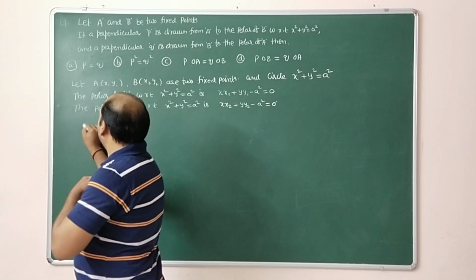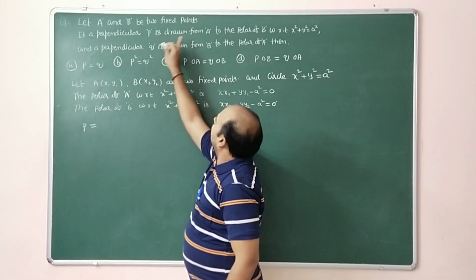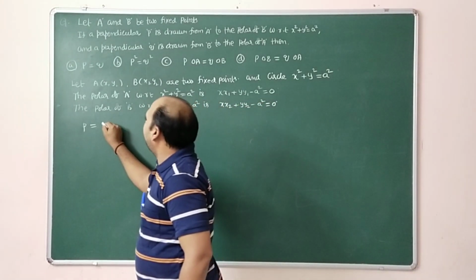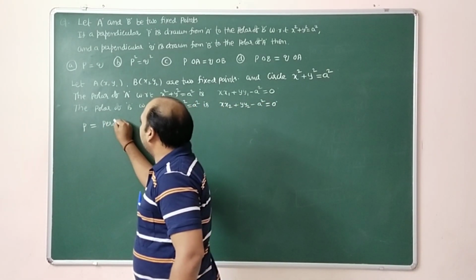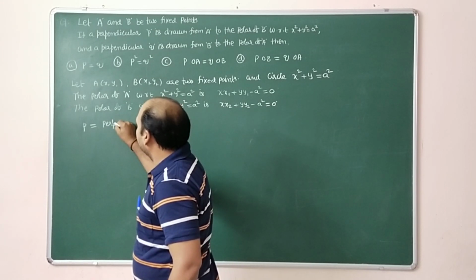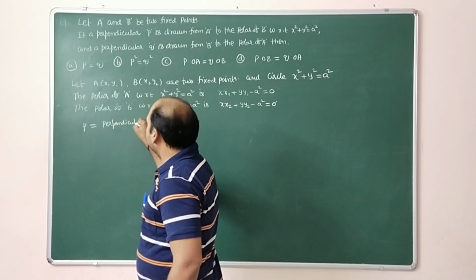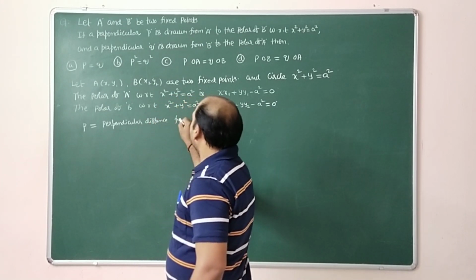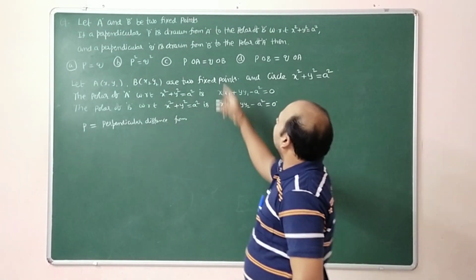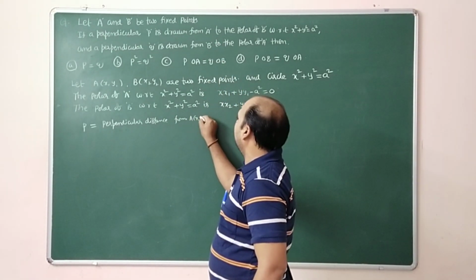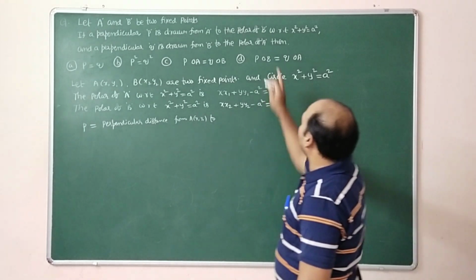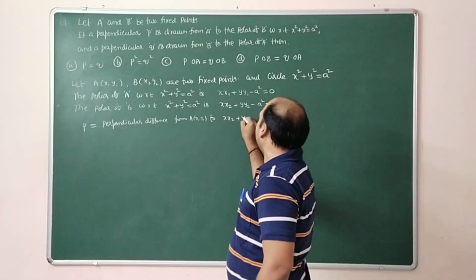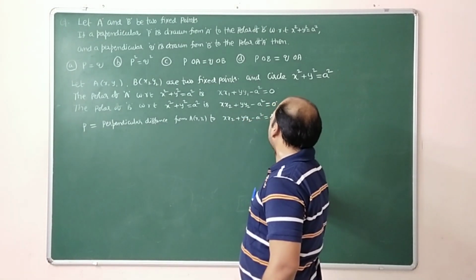So P is the perpendicular distance from A, that is A of (x1, y1), to the polar of B. Polar of B means this only, no? That is x x2 plus y y2 minus a square equal to 0.